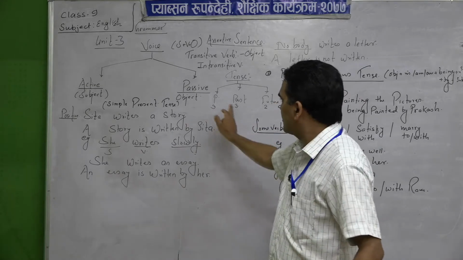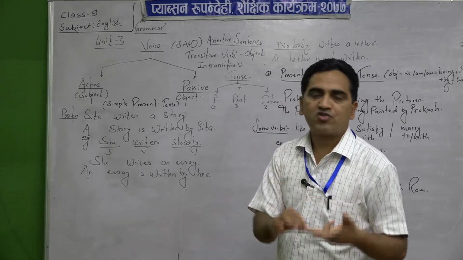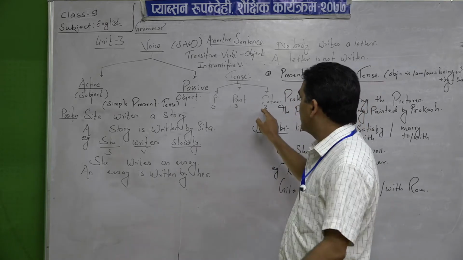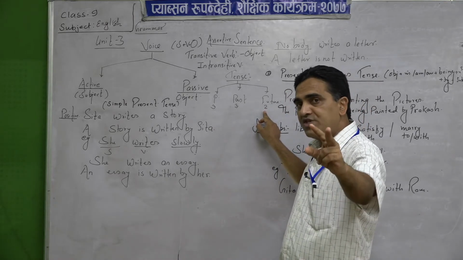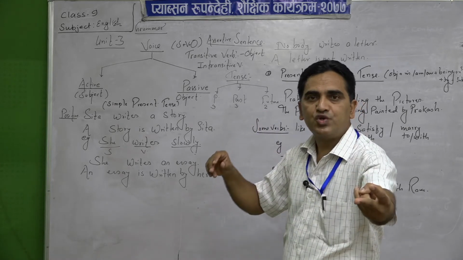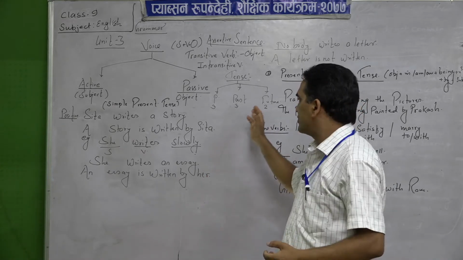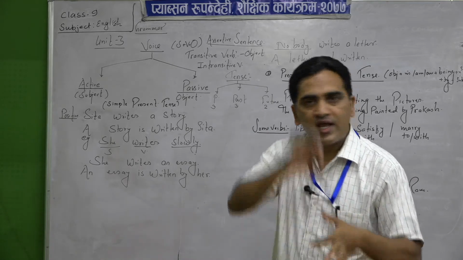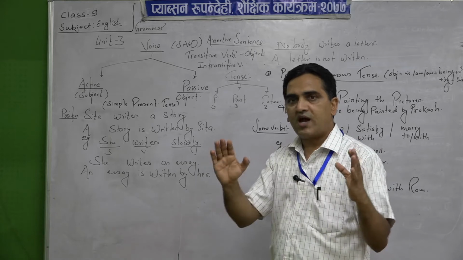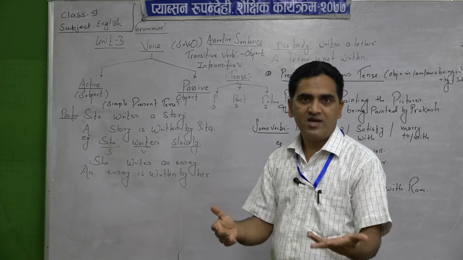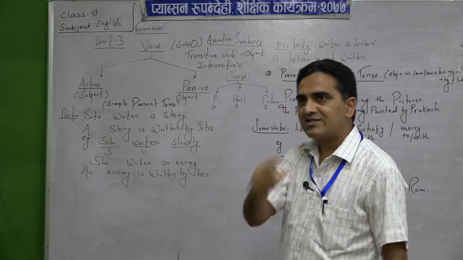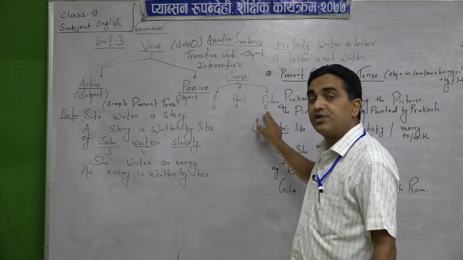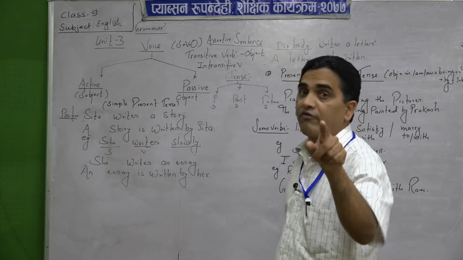In simple past: past continuous, past perfect. In future, the 4 branches but 2 only can be changed into passive, just like simple future and future perfect only. Future continuous and future perfect continuous are not changed into passive. Now only 2 branches are changed, simple future and future perfect, my dear students.